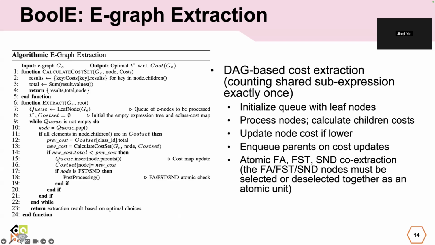It employs a DAG-based cost extraction method, ensuring that shared sub-expressions are counted only once. This algorithm initializes a parallelized queue and calculates the cost based on their children. If a lower cost is found for a node, its cost will be updated, and its parents will be enqueued for re-evaluation. As we mentioned, the atomic co-extraction of the full-adder, the first and the second E-node, ensures the components are selected or deselected as an atomic unit.